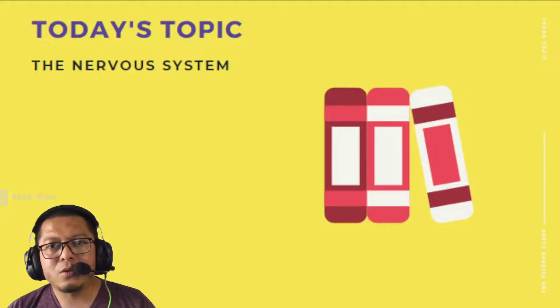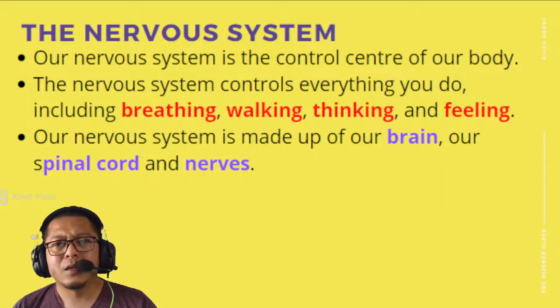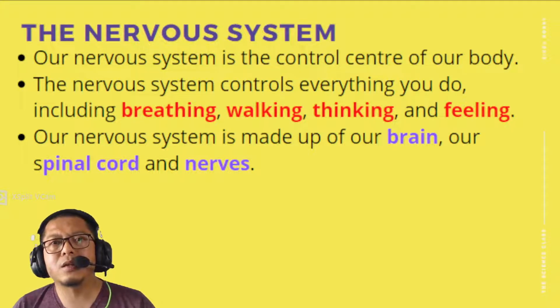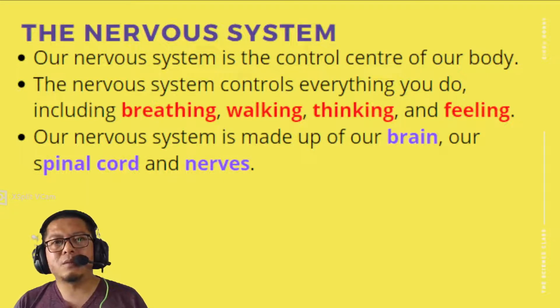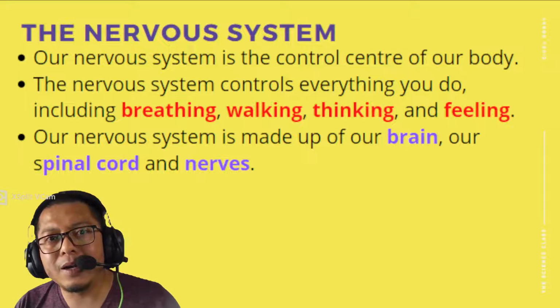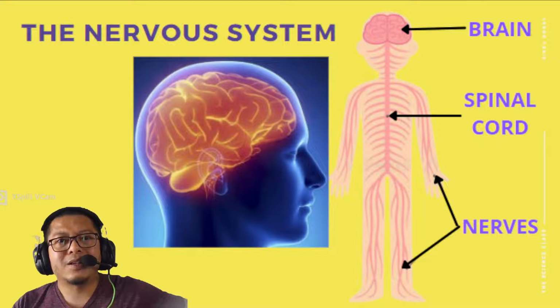Okay, now we shall continue to our next lesson, that is the nervous system. Our nervous system is the control center of our body. The nervous system controls everything you do, including breathing, walking, thinking, feeling, and so on. Our nervous system is made of our brain, our spinal cord, and nerves. So the nervous system is very important for us. It is very important that it functions properly because it controls everything.